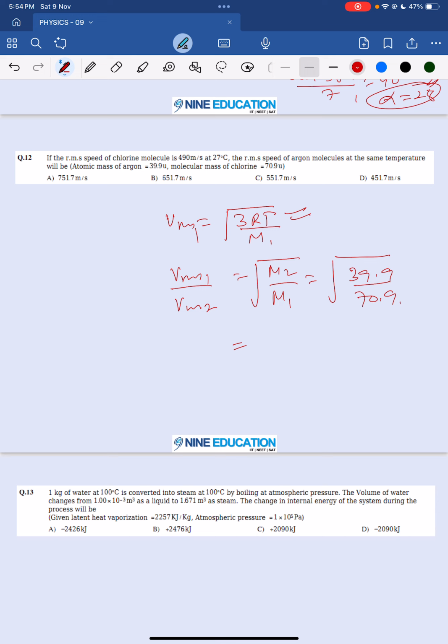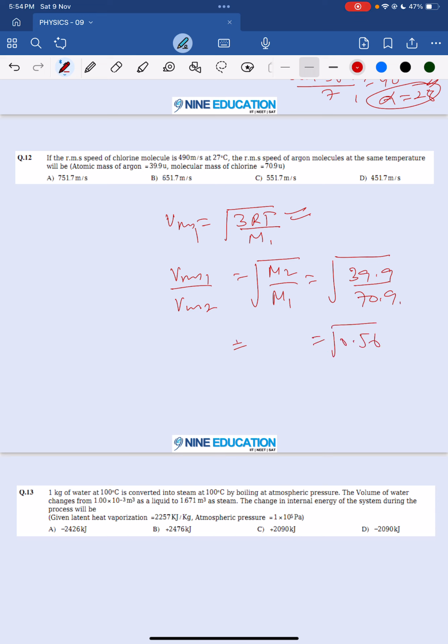So, so 300 degrees Celsius, right? So it is going to become 39.9 divided by 70.9, correct? So which is basically 0.56.